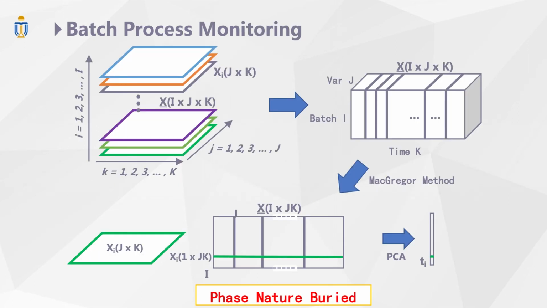And for batch process monitoring, we know that batch process characteristics result in a three-dimensional data matrix. The great work of John McGregor was able to convert this three-dimensional matrix into a two-dimensional matrix so that the process monitoring strategy can be efficiently applied. One problem with doing this is that the clear phase nature is no longer visible, or is buried.